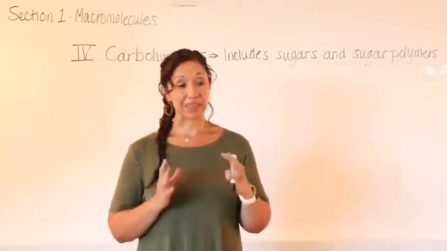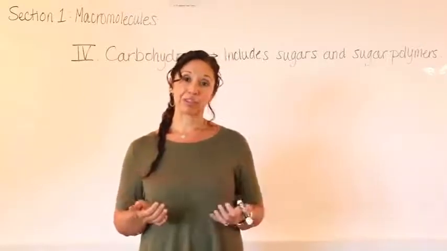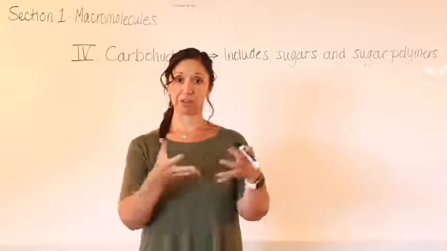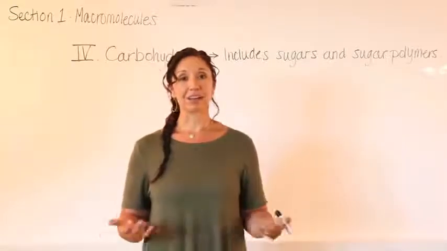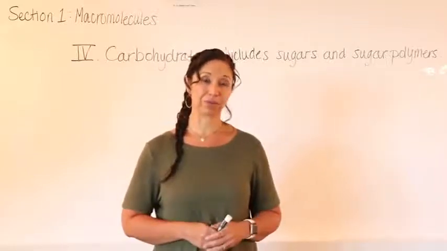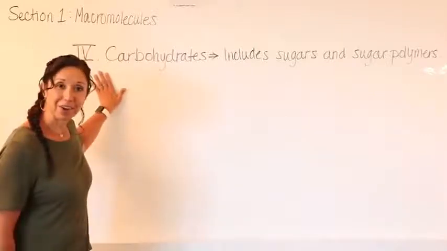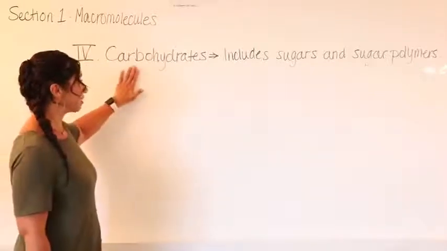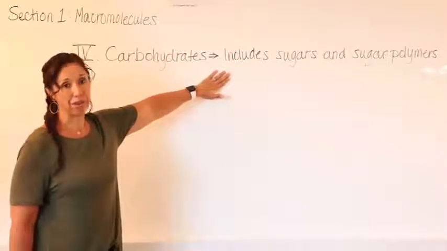So we left off studying Roman numeral 3. We were in macromolecule reactions, how you take monomers to build polymers, and how polymers can be broken down into monomers. So let's talk about those different types of functional polymers called macromolecules. The first one, carbohydrates. So Roman numeral 4 is carbohydrates. And what a carbohydrate is, carbohydrates include sugars and sugar polymers.